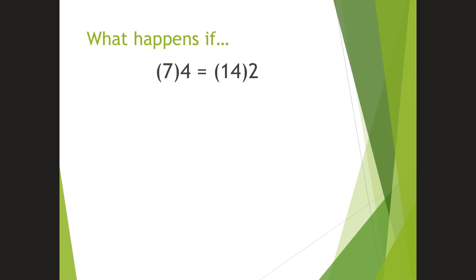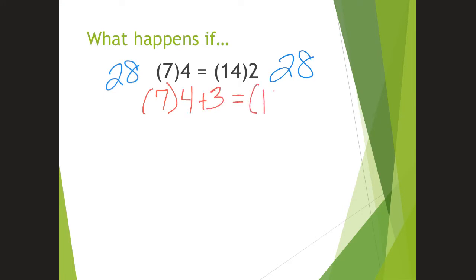So, let's talk about what happens if we do different things to this equation. Hopefully we can agree that 7 times 4 would give us 28. And we also know that 14 times 2 would also give us 28. So when we start, this equation is very balanced. Okay? What happens if I decide to add 3 to both sides? So I'm going to take this equation, 7 times 4, and I'm going to add 3. And on this side, I'll do the same thing.